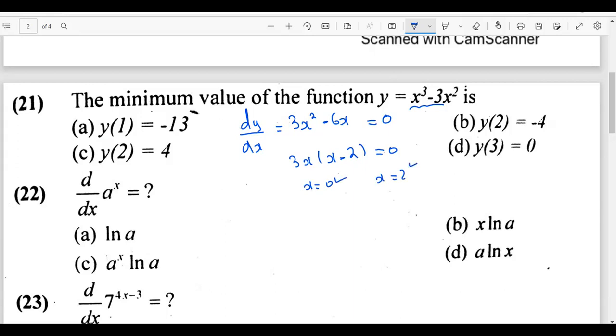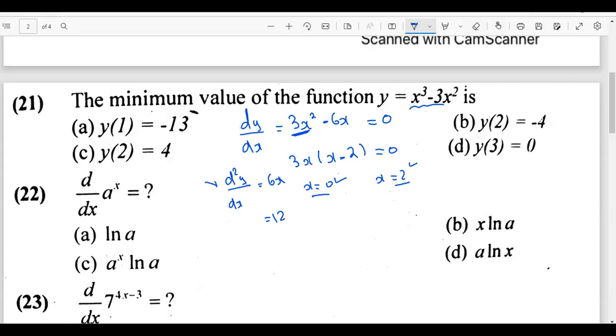Now we need to take the second derivative, plug in 0 and 2 to see if you are getting a positive second derivative. The second derivative is going to be 6x. And now when I plug in 2, I would get 12. And when I plug in 0, I would get 0. So for 0, this won't be a minimum point. It would be a point of inflection. And for the minimum point, I am going to use x equals 2.